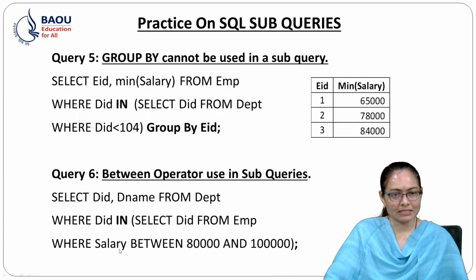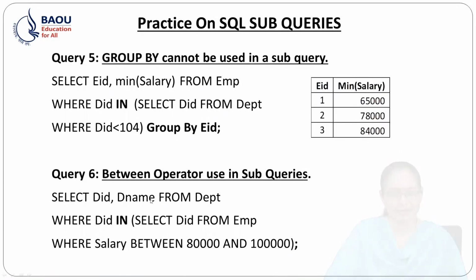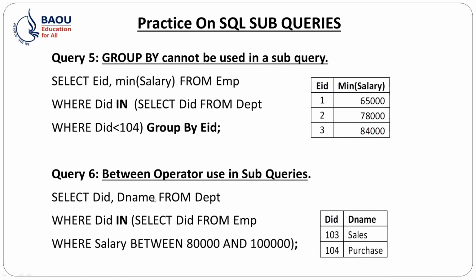When this condition is matched, then from the employee table the DID is found, and then it will match with this DID and display the DID and DName. See, 103 and 104 have salary between this.